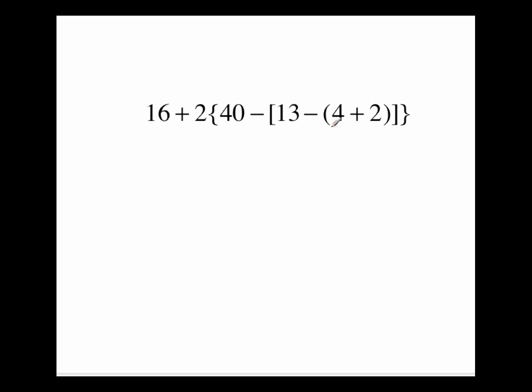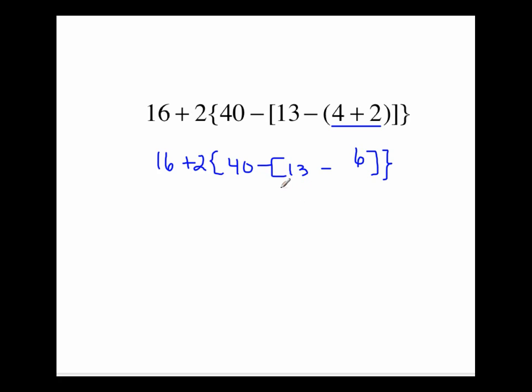3 sets of parentheses here. Work from the inside out. 4 plus 2 is 6, with the rest of the problem being rewritten again. 16 plus 2 with what I call the squiggly parentheses. 40 minus square brackets. 13 minus 6. The curved parentheses are gone. There's no reason to write them, but there is a square bracket left and a squiggly left.